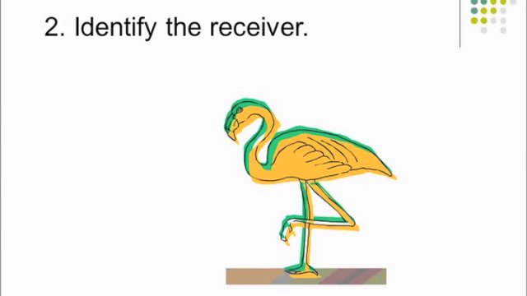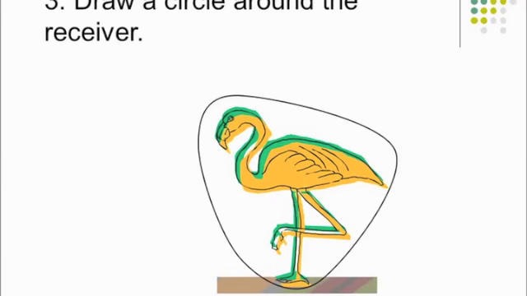After you've identified the receiver, we move on to step number 3. Step number 3 is you draw a circle around the receiver. Now, on your note sheet, write this step 3, draw a circle around the receiver. But then also what you want to do is make sure that you draw your circle around the receiver and only the receiver. Do not draw the circle around the ground, and that will come up a little bit later.